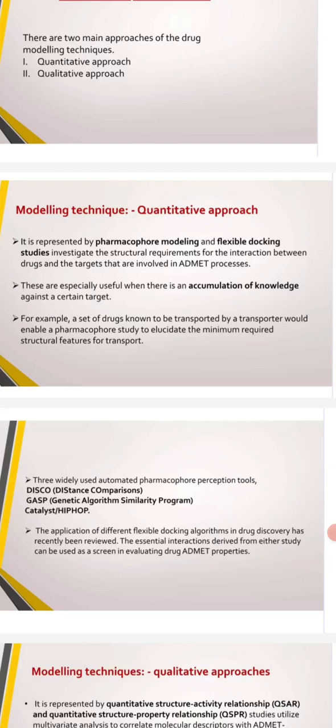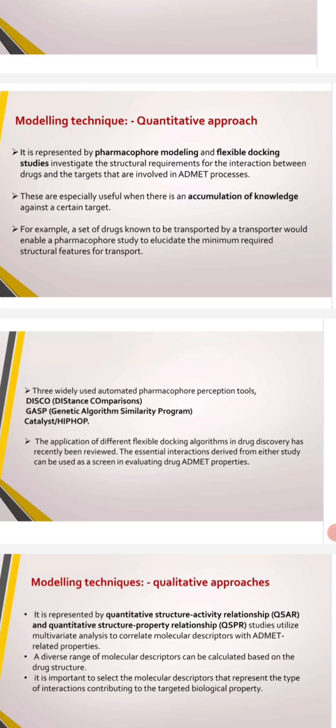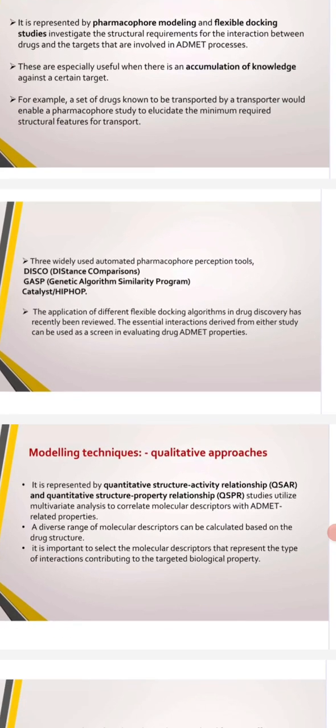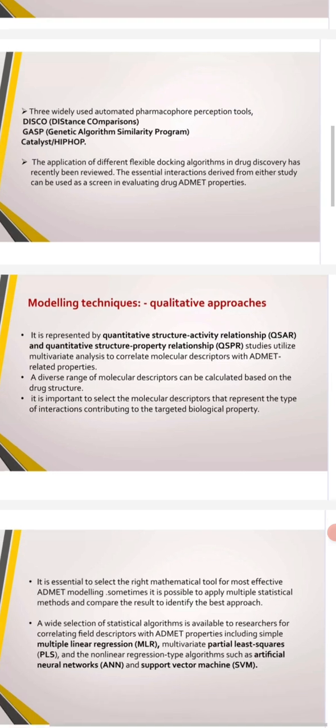For example, a set of drugs known to be transported by a transporter would enable a pharmacophore study to elucidate the minimum required structural features for transport. Three widely used automated pharmacophore perception tools are DISCO, distance comparisons, GASP, genetic algorithm similarity program, and Catalyst or HipHop. The application of different flexible docking algorithms in drug discovery has recently been reviewed. The essential interactions derived from either study can be used as a screen in evaluating drug ADMET properties.